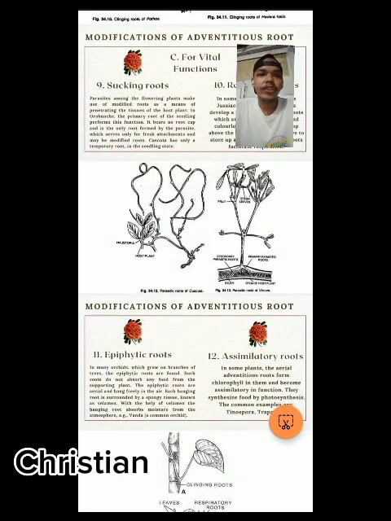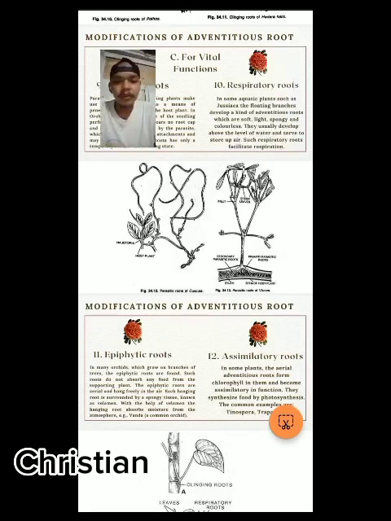For vital functions, sucking root. Sucking roots are found especially in parasitic plants. These roots penetrate the host tissue for the absorption of nutrients, and they are small in size. The next one is the respiratory roots. Respiratory roots or knee roots are characteristic of many species. They project above the mud and have small openings called lenticels.